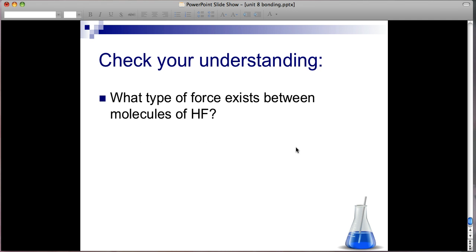So let's check our understanding. What type of force exists between the molecules of hydrogen and fluorine? And I sure hope you said hydrogen bonding because fluorine is one of the elements that would occur with a hydrogen to form hydrogen bonding.